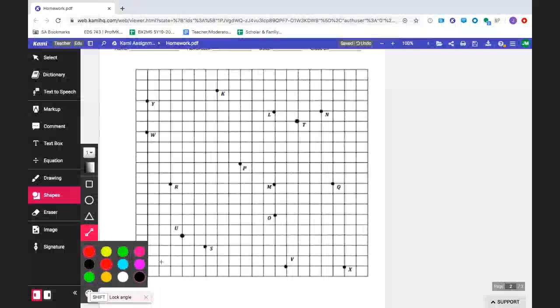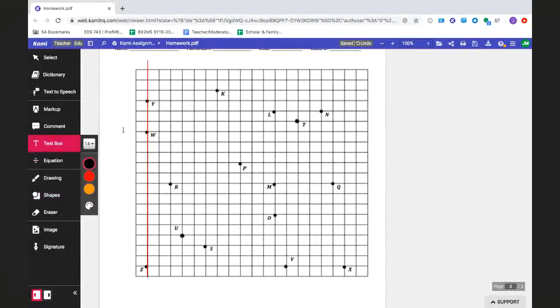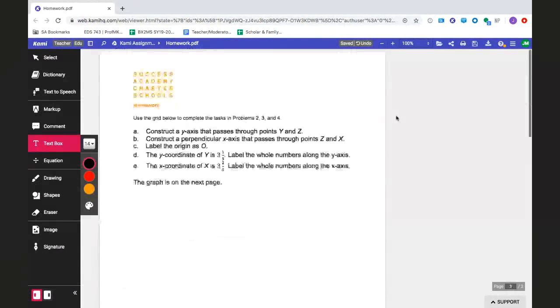You know what? Let's do it in a different color because that black doesn't really show. So from here all the way up, I'm even going to do it a little bit longer. This is our y-axis. And it's always good to label your axes. So I'm going to write here, y-axis. I'm going to just drag it a little bit so you guys can actually see that. Now let's go back and see what the next directions were.